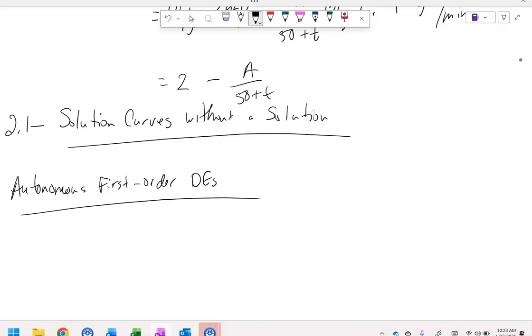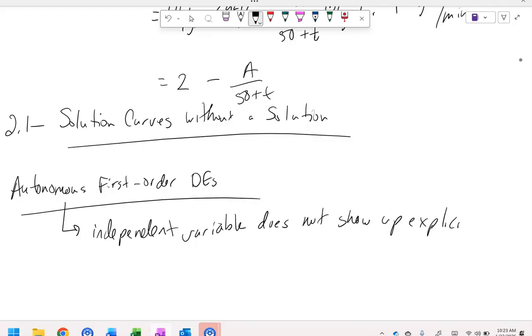But all we need, remember that one of the things that we did with the differential equations was write it in that normal form, where you had the highest order derivative on the left-hand side, and then put everything else on the right-hand side, right? When it's autonomous, what this means is that your independent variable does not show up explicitly in the differential equation. That's all autonomous means. There's no explicit reference to the independent variable.